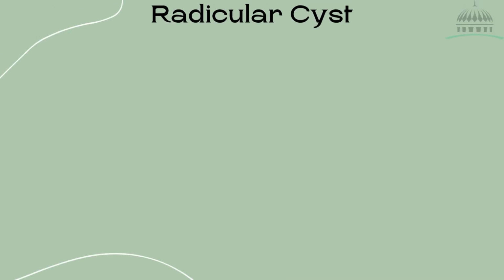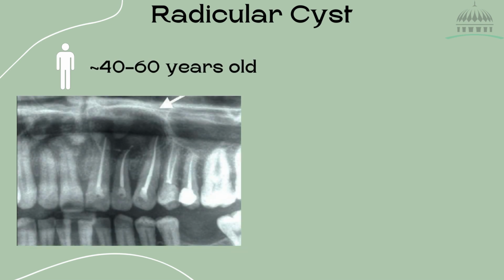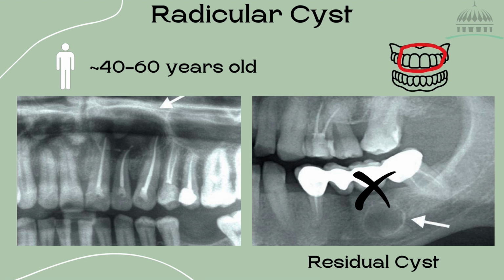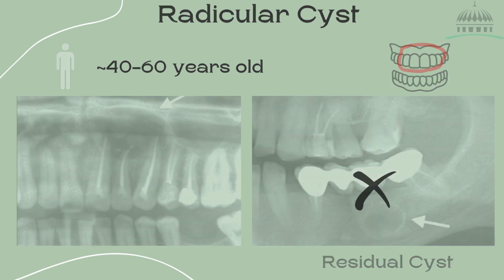Radicular cyst. Slightly more prevalent in males between the ages of 40–60, it is found in the periapical area of non-vital teeth. It is lined by non-keratinized, stratified squamous epithelium. Another manifestation of this cyst is the residual cyst, which is essentially the same without the offending dentition. They are most commonly found in the anterior region of the maxilla.